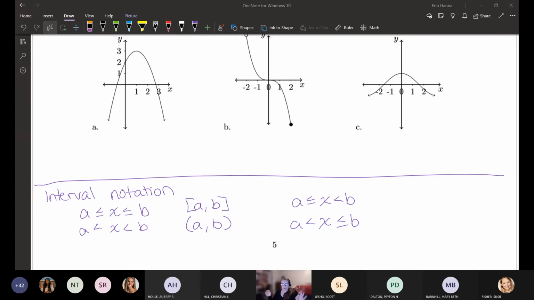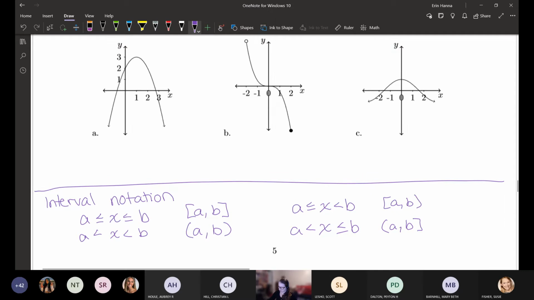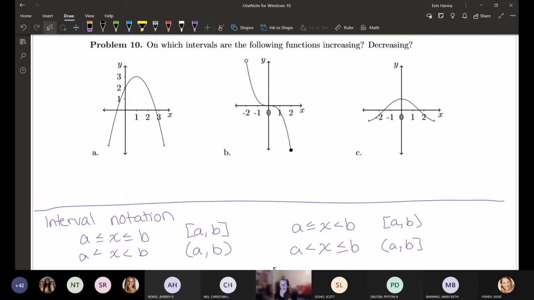So essentially, the endpoint that you're allowing to be equal to, the one with the equals, is always going to get the bracket, and the one without is always going to get the parenthesis. So you can also have a half and half situation. And that's essentially what we're going to use to answer these questions. We're going to answer these questions in interval notation. So hold on a couple seconds for you to write that down.